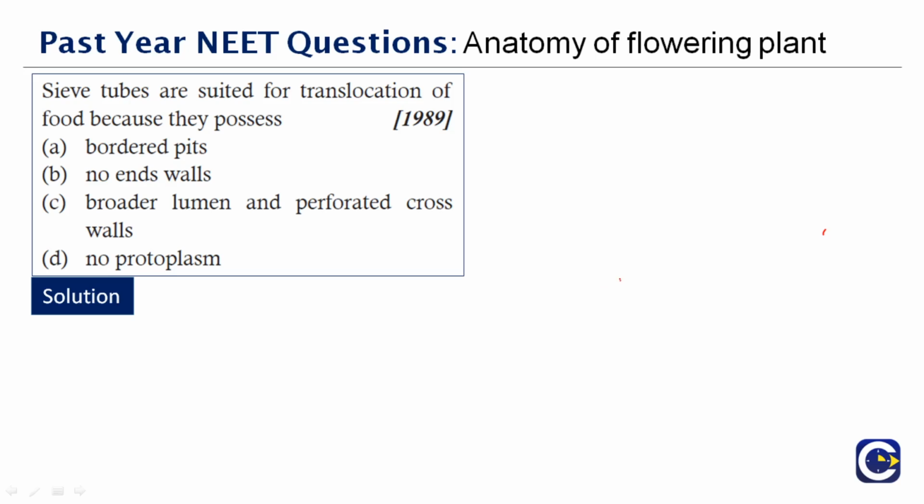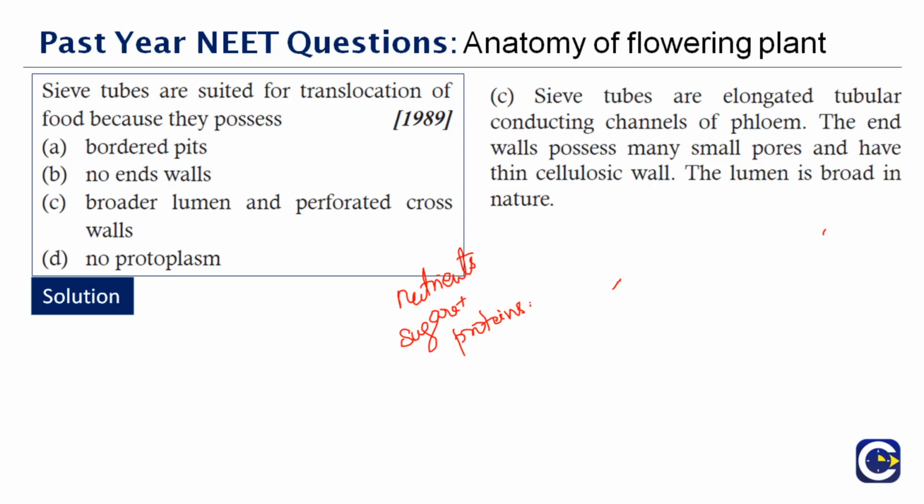What do the sieve tubes predominantly take in? They take in nutrients, and the sieve tubes are always loaded up with sugar plus protein. All this we discussed in the earlier parts. So sieve tubes are suited for translocation of food because they have a broader lumen and perforated cross walls. That is why they are suited for the translocation of food. Therefore, the correct answer is option C.